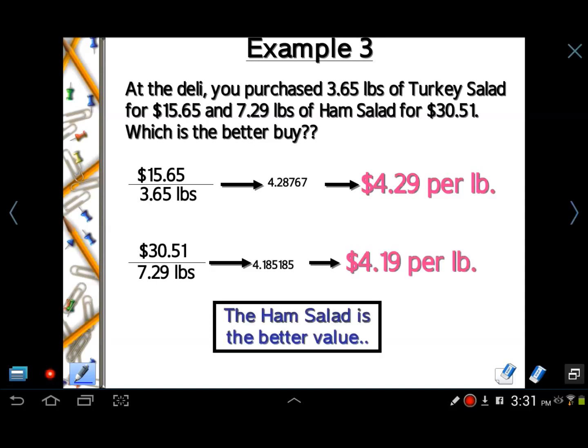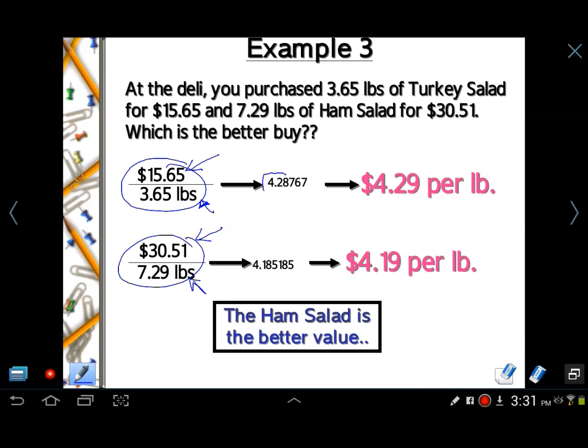Okay, so here we go. If you've hit play and you're already listening to me, you already know what the answer is, but I'm going to explain what I did. I set up my ratios right here. The dollar amount is on top, that's the first number in your ratio. Whatever the quantity is, like a weight, is on the bottom. You do the division, and you get a long decimal.